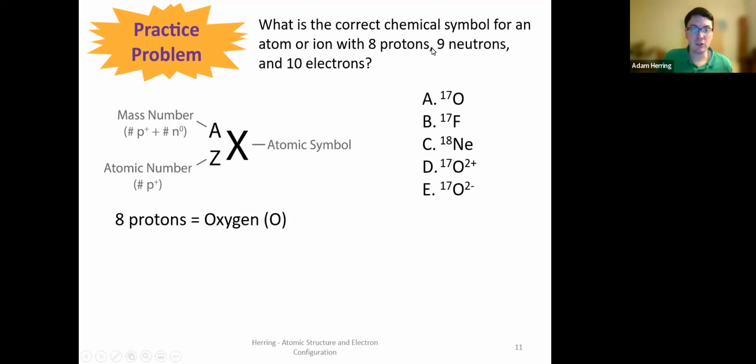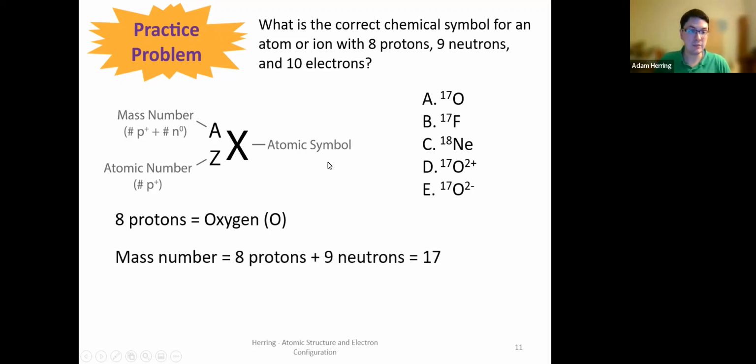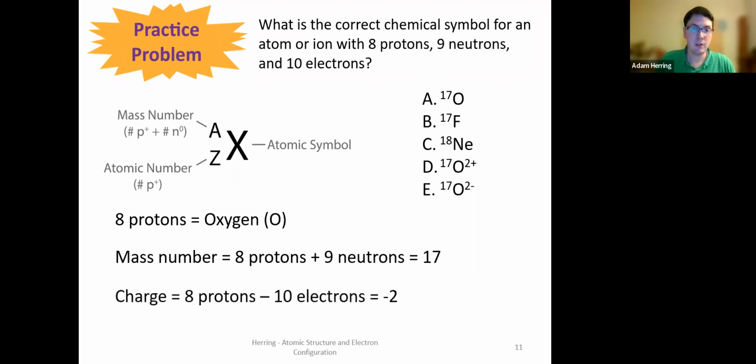we would have an element of oxygen, and you can find that from the periodic table. Since we have 9 neutrons, the mass number must be 17 because the mass number is the sum of the protons and the neutrons. And when it comes to the number of electrons, we compare this to the number of protons to determine the charge. So since we have 8 protons and 10 electrons, we have more electrons than there are protons. So our overall charge must be negative. And since it's a difference of 2, our charge is going to be -2. And so that gives us answer choice E as our final answer.